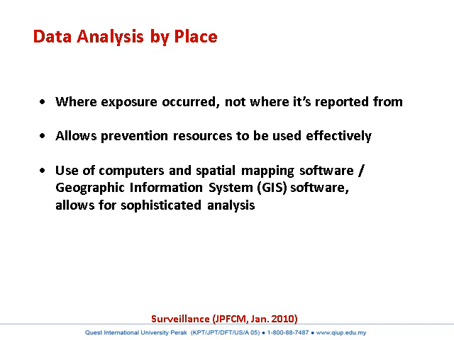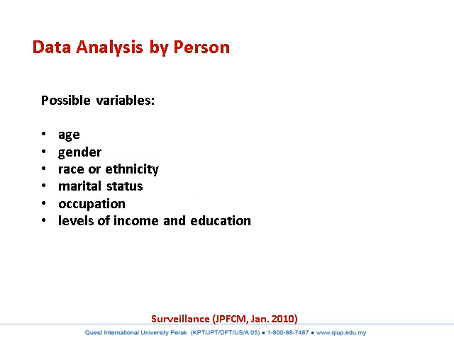Use of computer and spatial mapping software. There is one system known as geographic information system. So we can map the data with the real-time map of Google Earth or Google Maps, and we can link the location with the cases. That is, geographic information system software allows for sophisticated analysis.